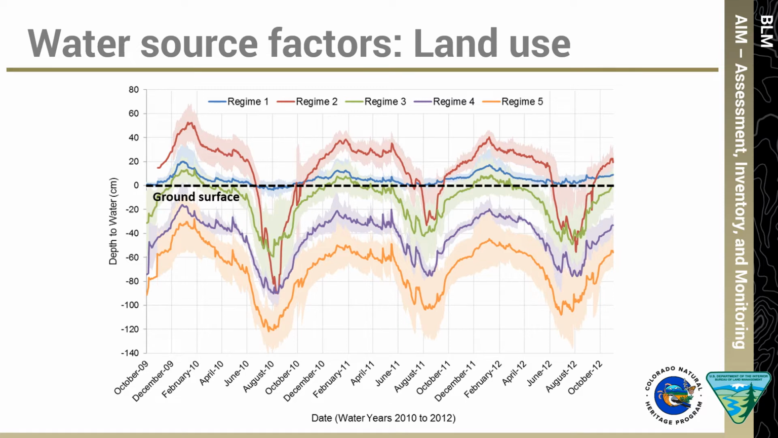Surrounding land use, especially groundwater extraction, can influence the seasonality of a wetland. Irrigation practices, including stream diversion and groundwater pumping, can cause changes to wetland hydroperiod. In this plot, we have depth to water on the y-axis in centimeters and time covering October 2009 to October 2012 on the x-axis. This illustrates that wetlands adjacent to groundwater extraction activities may experience reduced water levels during the summer and increased water levels during the fall or winter, as shown in this figure.